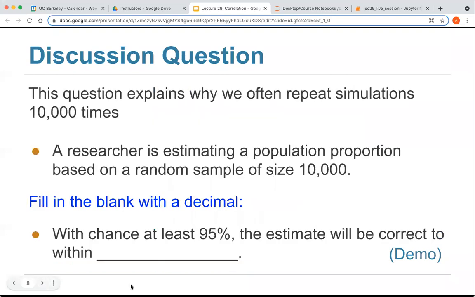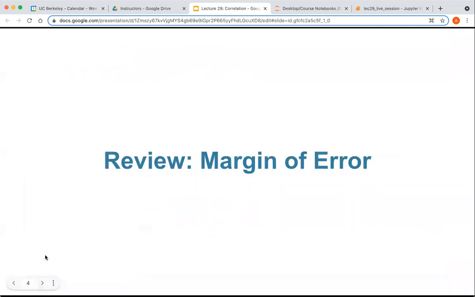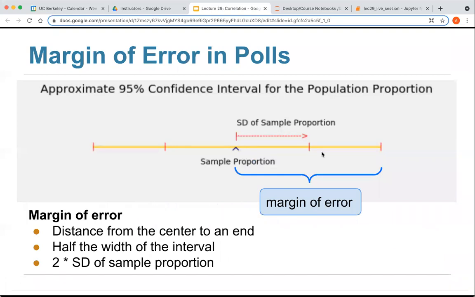Is the SD of a 0-1 population the same thing as the SD of the sample? No, it's the SD of the population. The SD of the sample is the SD of the zeros and ones in the sample. The SD of the population is the SD of the zeros and ones in the population. They may be close, but okay, there's a lot of questions about what's the 2 in the margin of error. 1, 2, that's the 2. Right, two SDs from the center to the end.